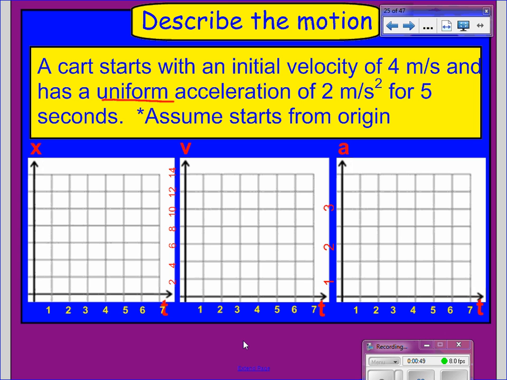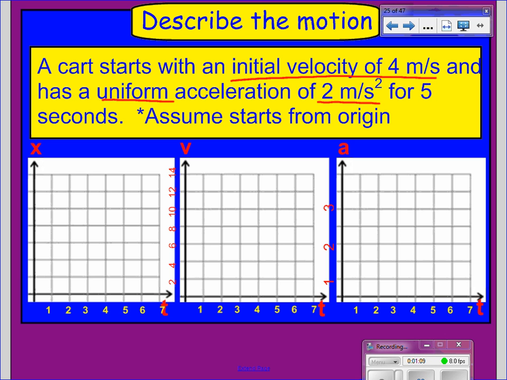All right, so what are some things that the problem tells me? Well, first of all, I know it has an initial velocity of 4 meters per second, and it's accelerating with a positive 2 meters per second squared. What that means is that it's speeding up, since velocity and acceleration both have the same sign. What I'm going to do now is go ahead and make the graphs.